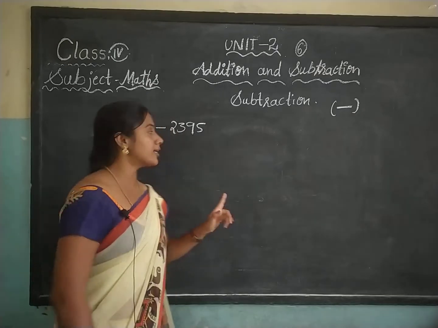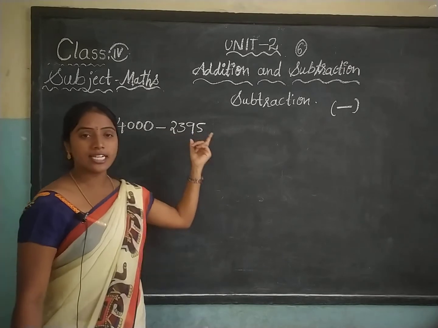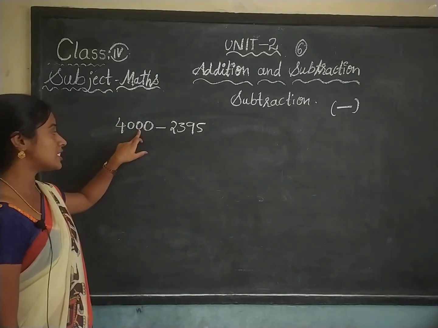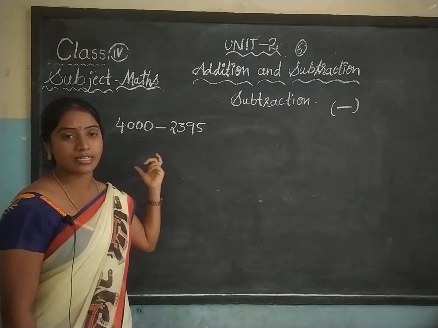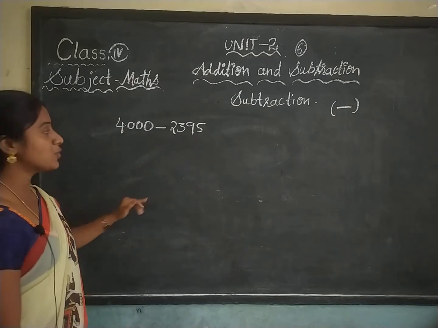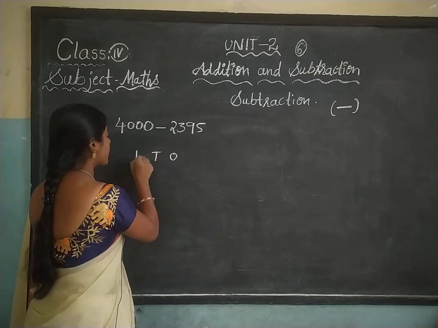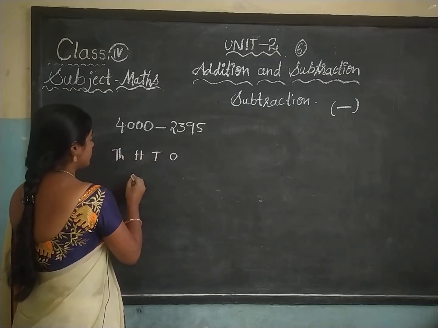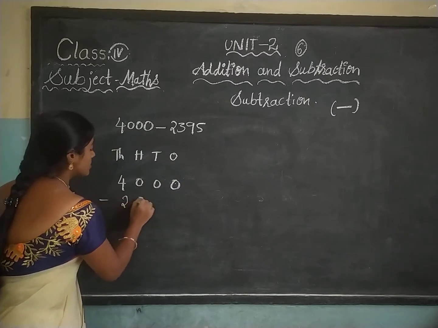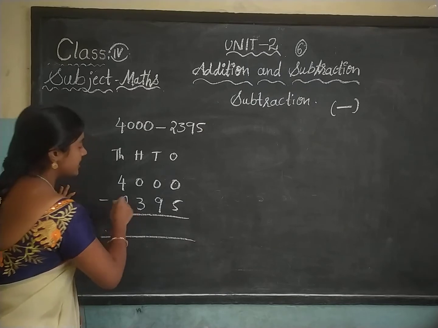Next, let us see another number. So what is the other number? 4000 minus 2395. Here there are zeros. See, in the ones place, tens place and hundreds place, all are zeros. How do we subtract this number from this number? First you have to arrange the numbers column-wise: ones, tens, hundreds and thousands. Now 4000 minus 2395.